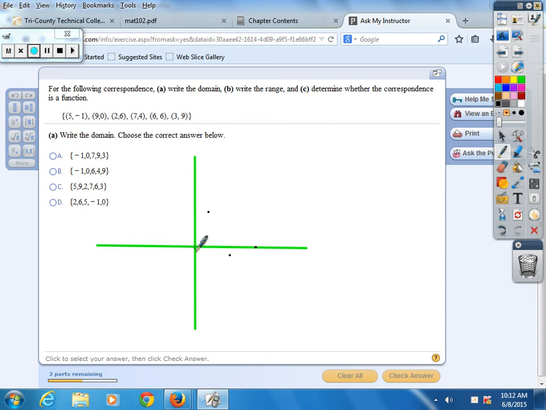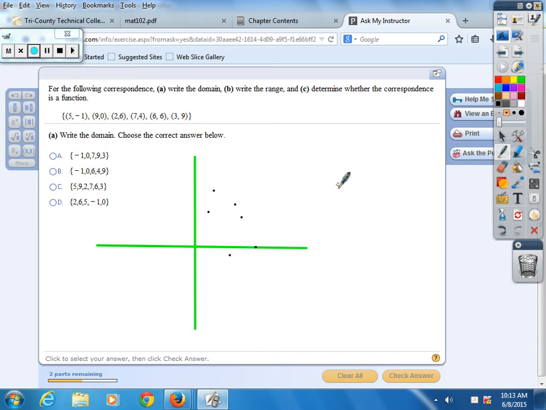7 and 4. Well, this is 5, right? 6, 7. 1, 2, 3, 4. 6 and 6. That's 5. 6 and 6 is right there. And 3, I think that's 2. So this will be 3 and 9 be up here.